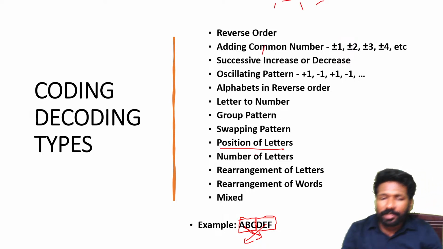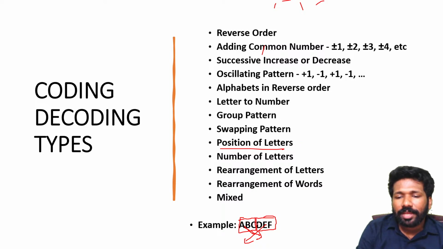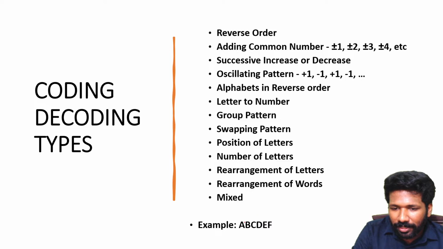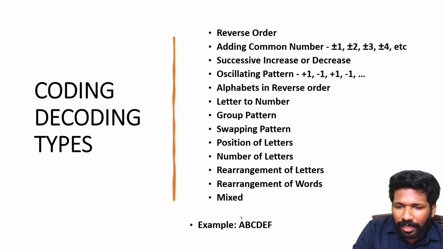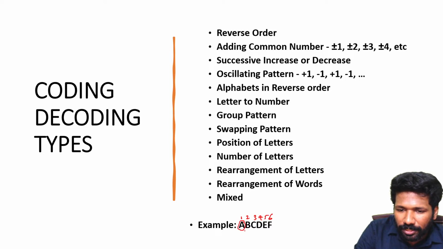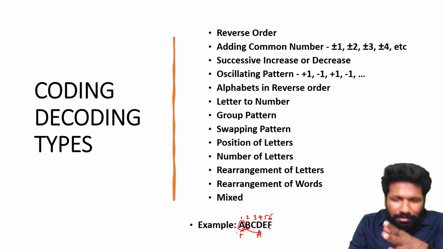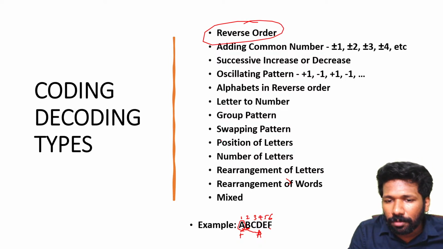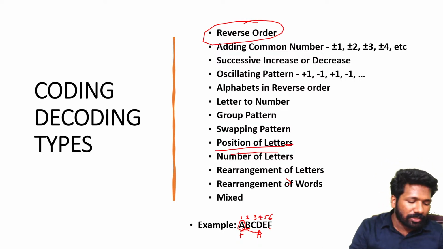Now position of letters, according to position of letters you can actually make patterns. What does that mean? I will tell you. Here you can see A, B, C, D, E, F, 1, 2, 3, 4, 5, 6 is the order. Like A is in the first position, now A can be put in the fourth position instead. F can be put in the first position, any random order by rearranging the letters in between, not reversing only, it can be any random order. That is called according to position of letters coding can be done.